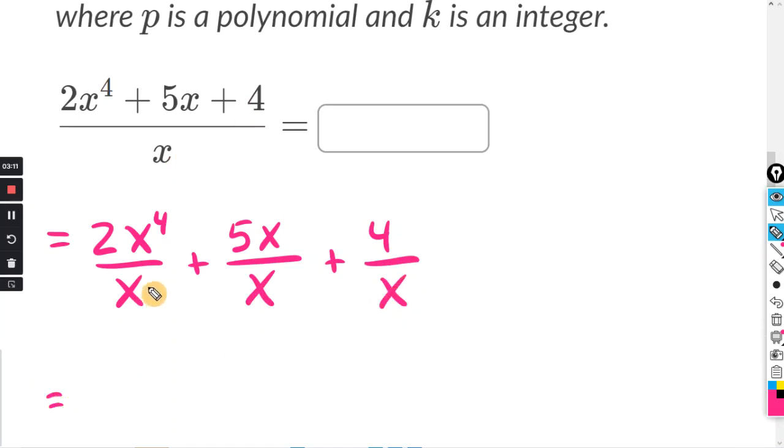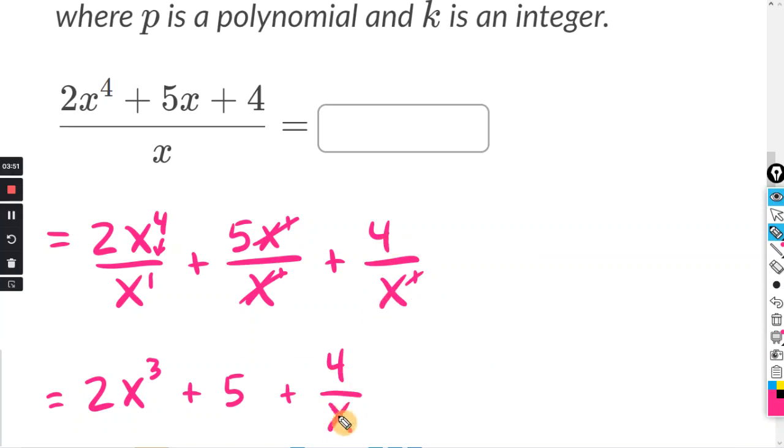Okay, remember x with no exponent is automatically x to the 1 or first power. Right here the coefficient is 2, and we have the x's, and we're just going to do 4 minus 1. Okay, right here we have positive 5, and x to the 1 divided by x to the 1 just cancels. Finally, right here, we just have 4 over x to the first, but you don't need to write first, so it's just going to be 4 over x.